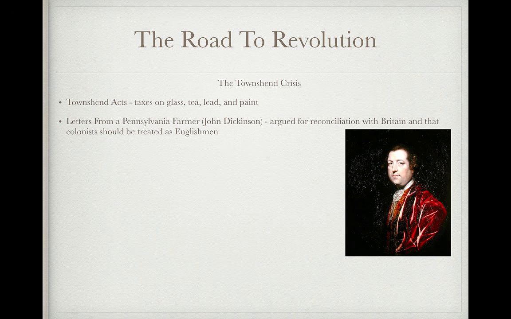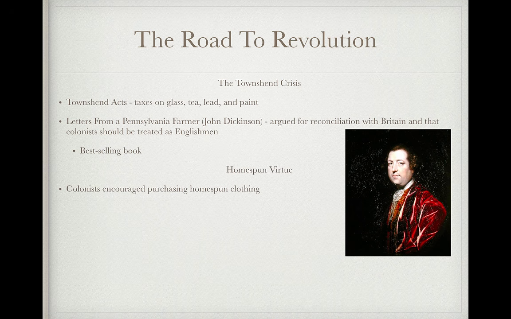John Dickinson writes his very famous book, Letters from a Pennsylvania Farmer, and he argued for reconciliation with Britain and that the colonists should be treated like Englishmen. Basically, he's arguing for, let's go back to the days of salutary neglect where we all got along so well. And this was a very, very popular best-selling book.